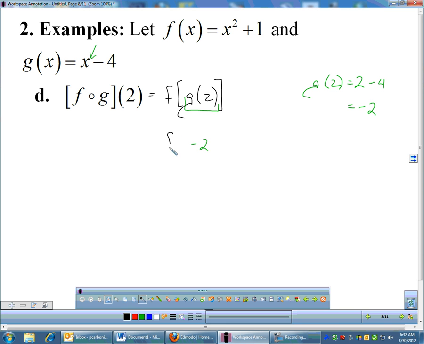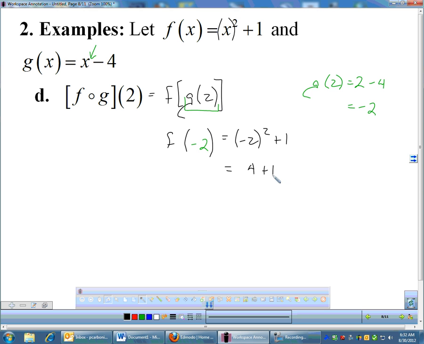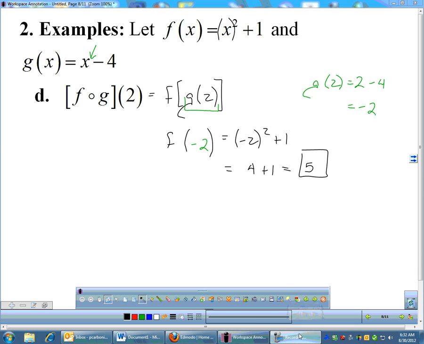And then I need to find f of that. f of negative 2. I'll plug negative 2 in for x right there. Negative 2 squared plus 1. Negative 2 squared, you square the negative also. That's 4 plus 1, which is the final answer of 5. Good?